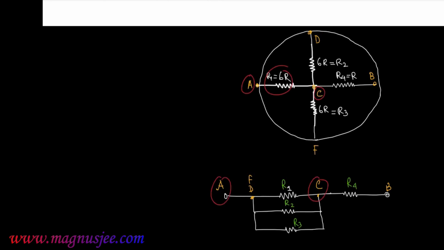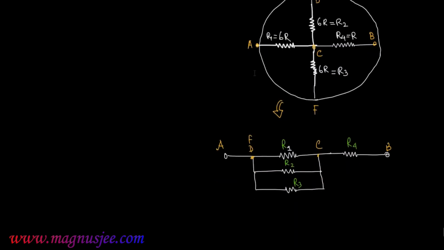R1 is connected between A and C, and the second resistance R2 is connected between D and C. Similarly, in the following diagram, R2 is connected between the 2 points D and C, and R4 is connected between the 2 points C and B. This is the modified circuit diagram, and after that we can draw another modified circuit diagram.